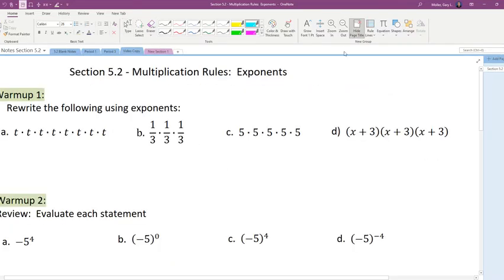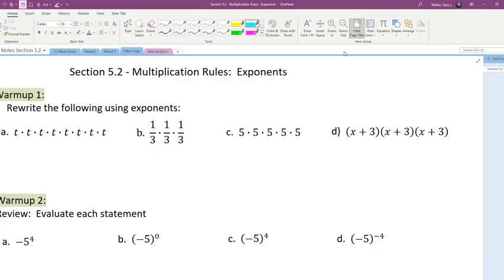All right, in this video, we're going to be talking about section 5.2, which is going to bring us our third rule for exponents, and that'll be the multiplication rule. And so we're going to start with a couple warm-up questions, which I'd love for you to pause the video and cruise through very quickly.